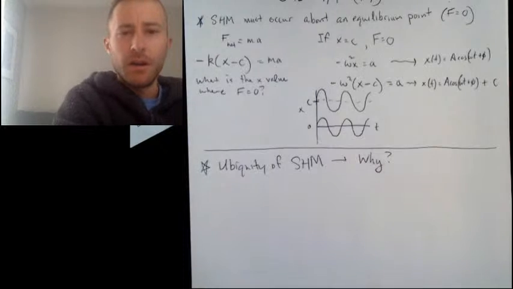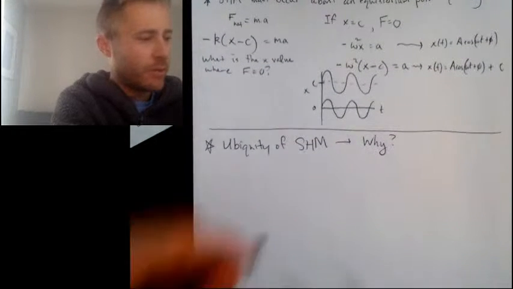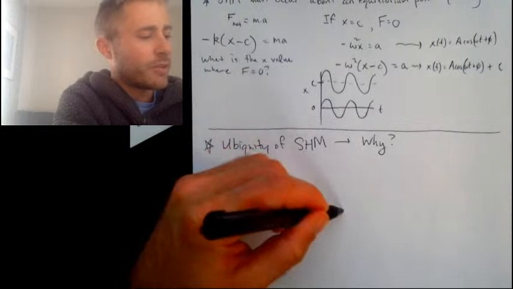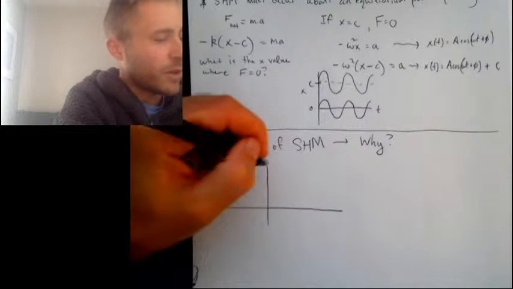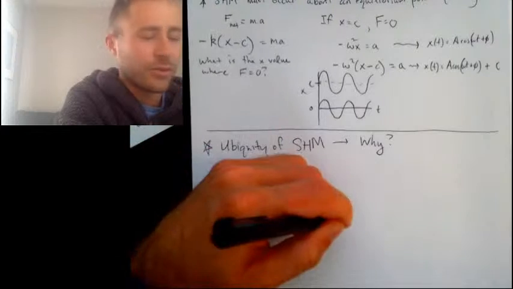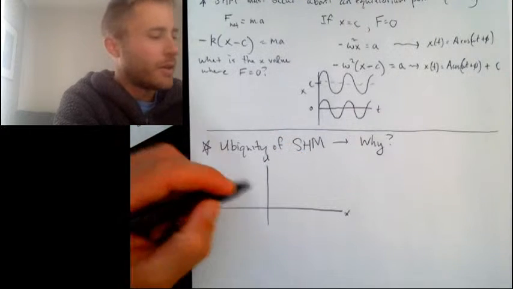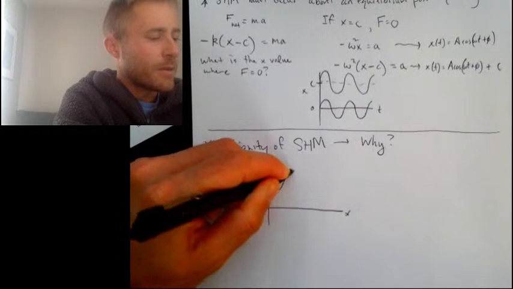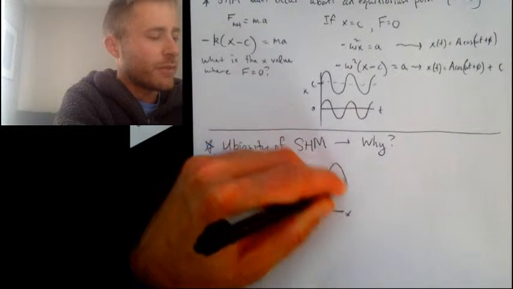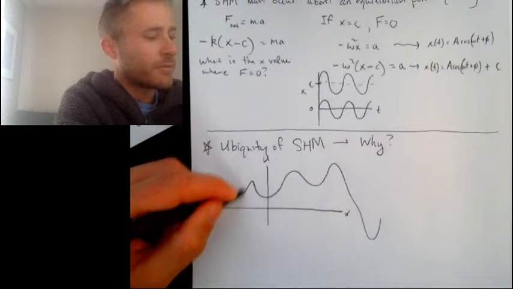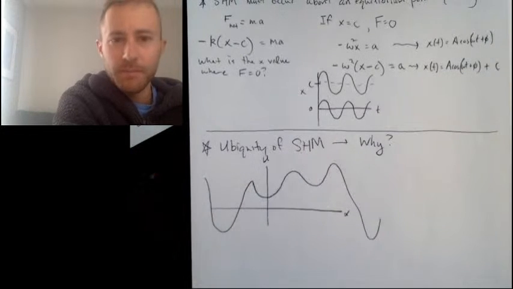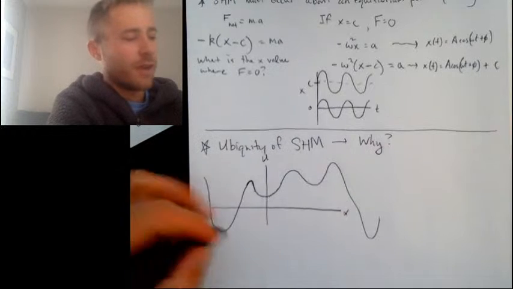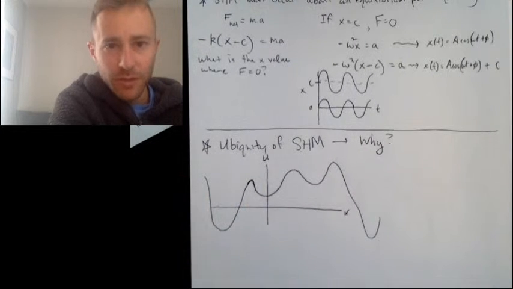And so to understand why, we have to think about potential energy graphs. We talked about those graphs of potential energy versus position. So what if I just have a random potential energy graph that, I don't know, does all kinds of stuff? Doesn't really matter what it looks like. This potential energy graph has 4 stable equilibria.